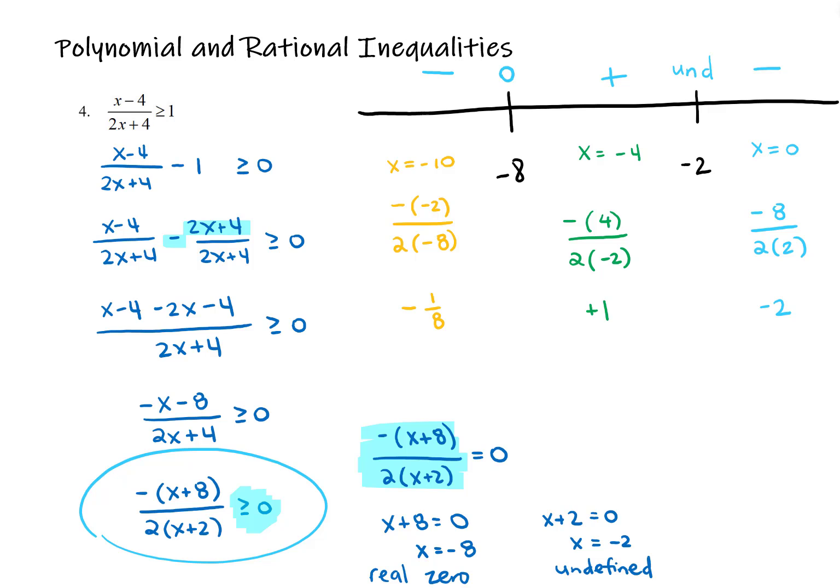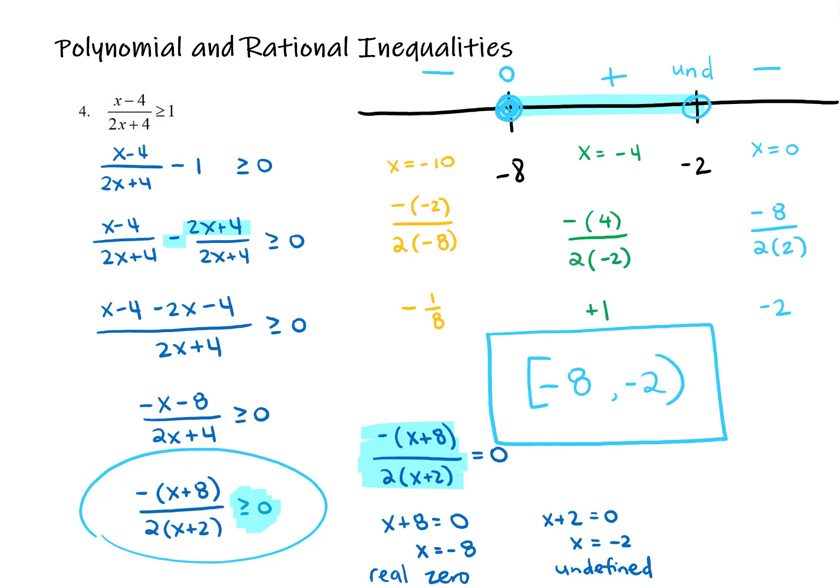You can see that I have the positive region right in here, but that I'm equal to 0 on this endpoint, so I'm going to include it, and I'm undefined on this endpoint, so I'm not going to include that. Therefore, my answer should be negative 8 to negative 2, including the negative 8, not including the negative 2. And there is my solution set to this rational inequality.